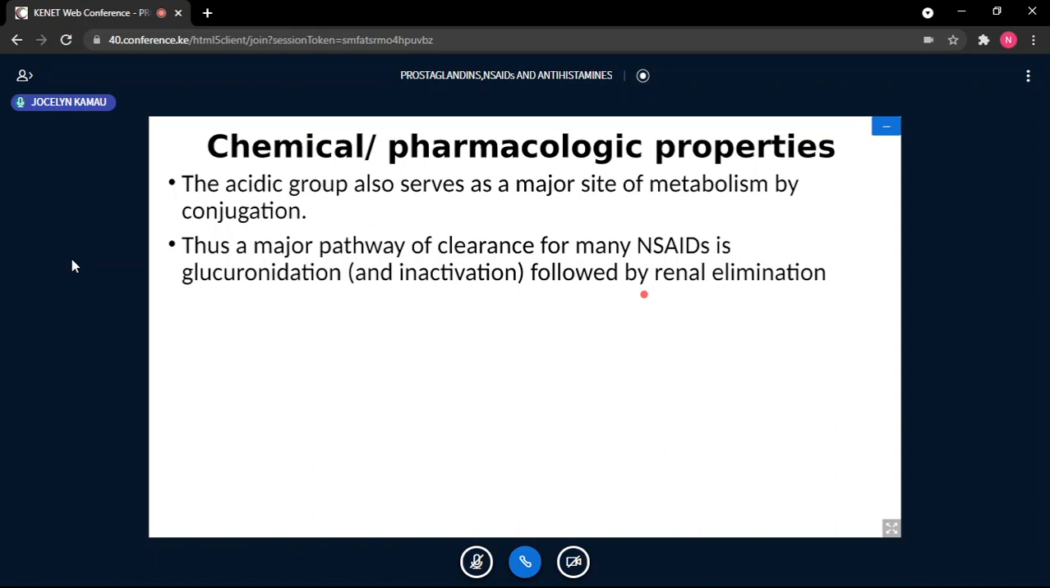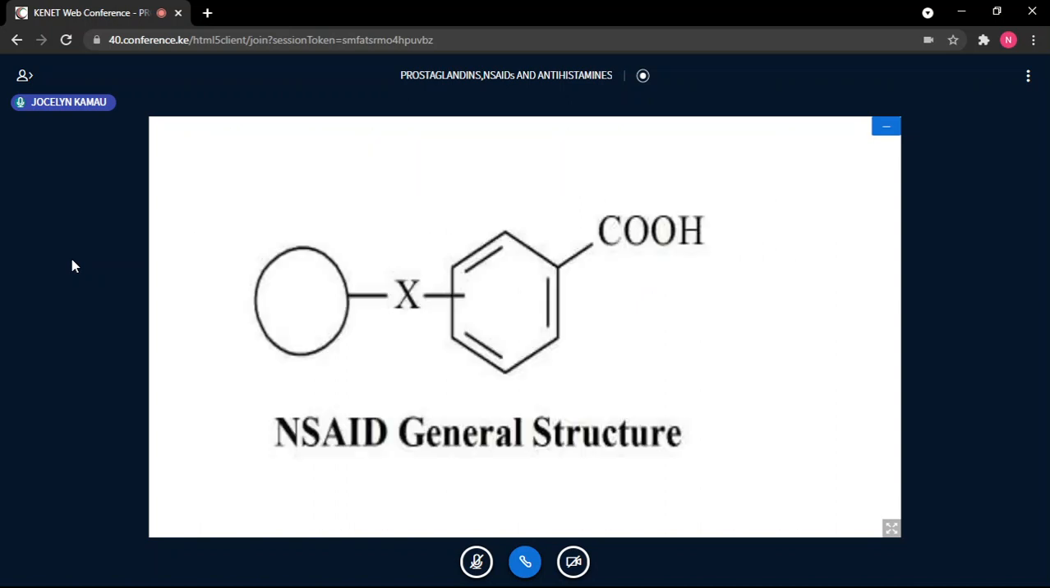But of course, we look at the specific drugs because the pathway of metabolism also is highly dependent on the structure. So we are saying that is a very, very general structure.